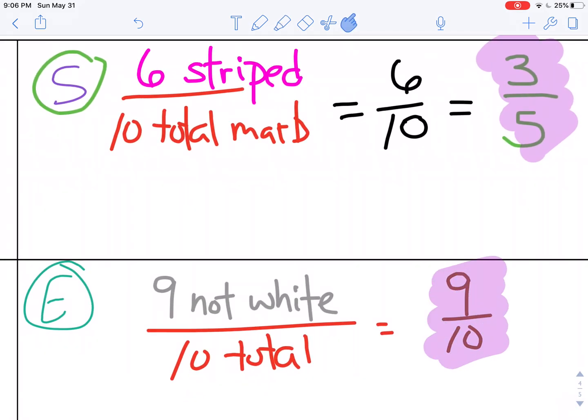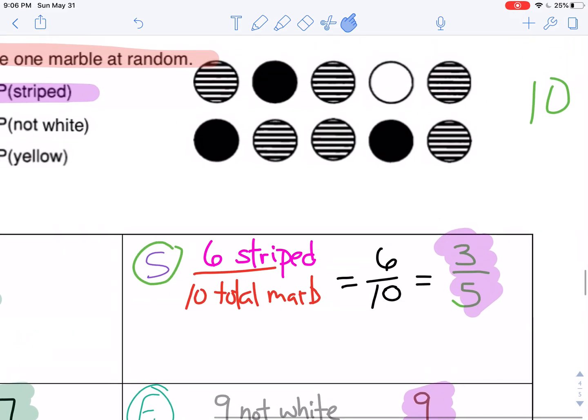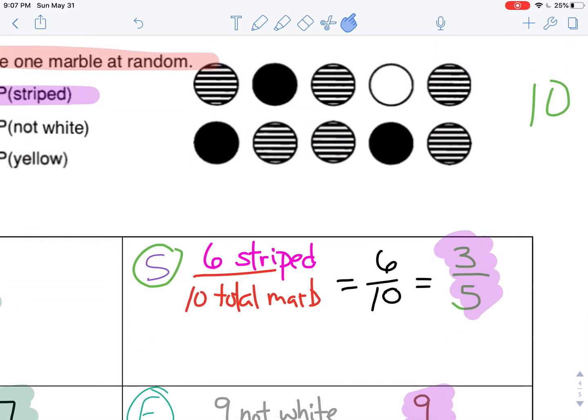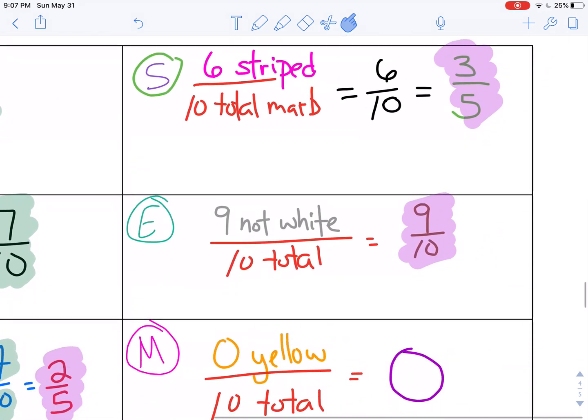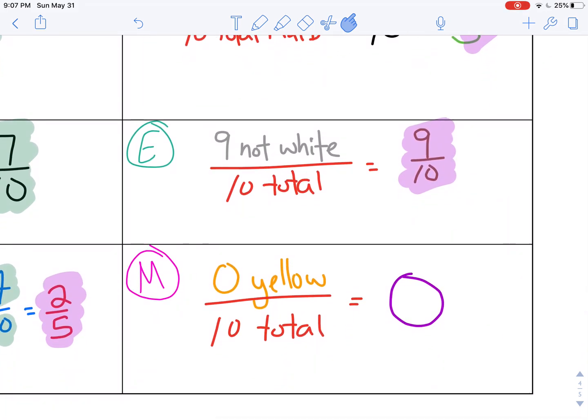And the last one is a tricky one. Looking at those marbles, how many of them are yellow? Well, unless you colored them all, which is against the rules, looking at just how they are for you, none of those are yellow. So 0 out of 10 are yellow. That is an answer of 0.